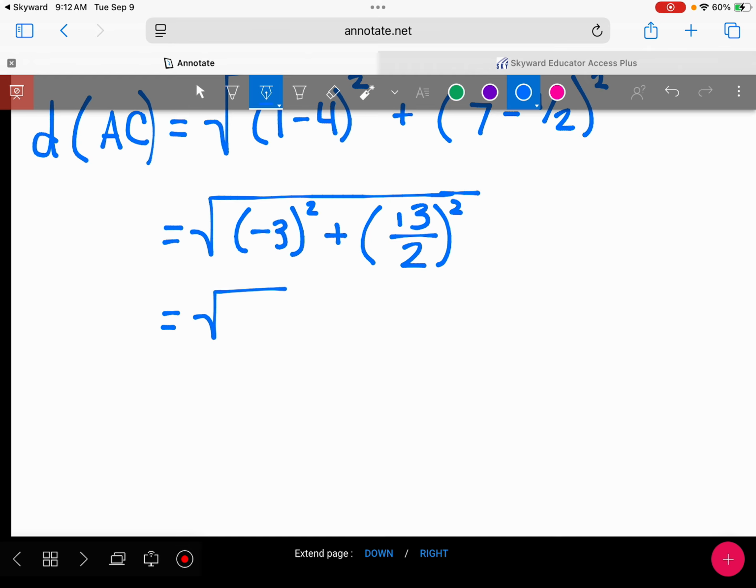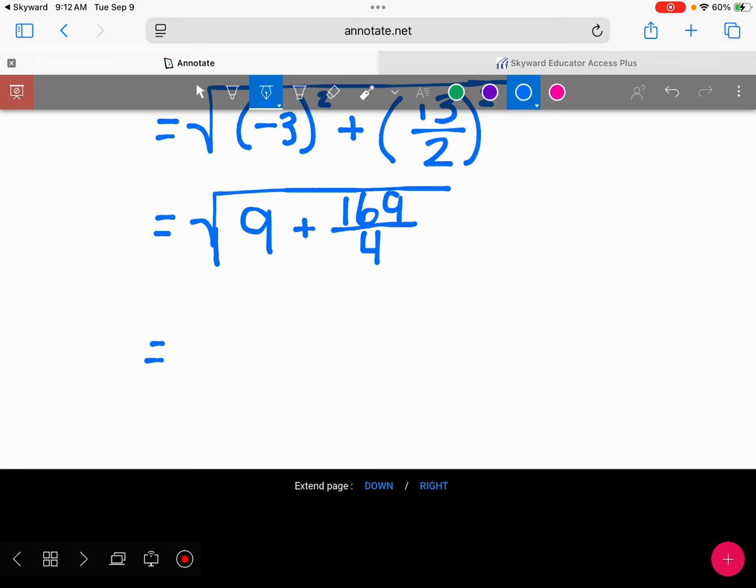So then we're going to simplify this even more. We're going to square both of these. Negative 3 squared gives us a 9. And 13 halves squared, 169 over 4. Square the numerator and square the denominator. Then we need to add those together, which we can either do in the calculator or we can do by hand. Because 9 in terms of fourths would be 36 fourths. So 36 fourths plus 169 fourths gives us 205 fourths.